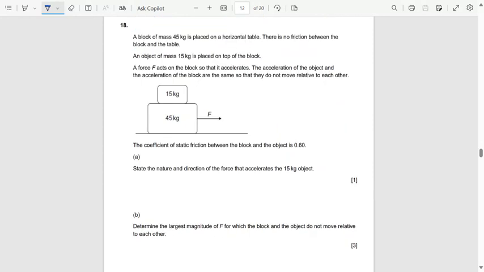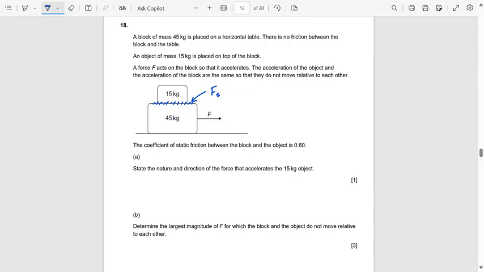Question 18, we have a block on top of another block. We're told there's no friction between the block and the table, so it's frictionless. However, there is friction between the 15 and 45 kilogram one. We know that the coefficient of static friction between the block and the object is 0.6. So we have a static friction here.